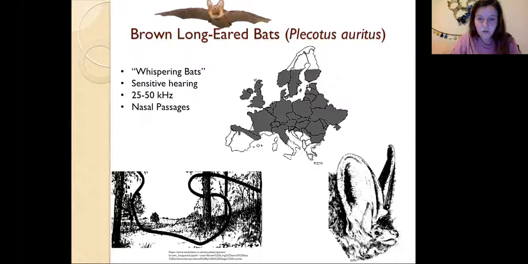So they will swoop through the air, like you can see in this black line here, and they are sending out these clicks through their nasal passages. And those clicks can be heard at about 25 to 50 kilohertz. And again, they can swoop and dive to do this to catch their prey.